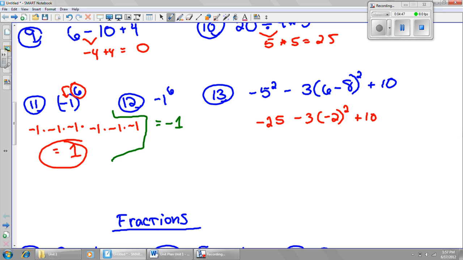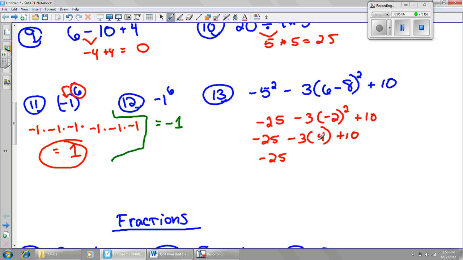Okay, now the order of operations says to do the exponents still. Negative 2 to the 2nd power. That's negative 2 times negative 2, which is positive 4, plus 10. Okay, I've got to do my multiplication.